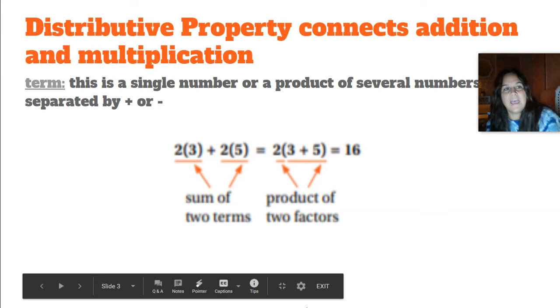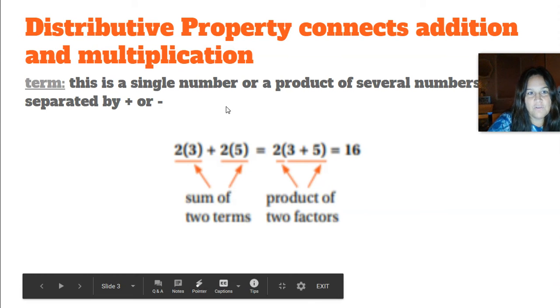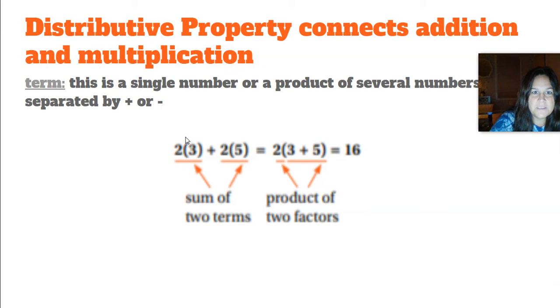So as you can see, the distributive property connects addition and multiplication. So I want you to take a look at this term here. I've got two terms, right? I've got one term here and one term here. Term is definitely an algebraic vocabulary word, so let's go over that. A term is a single number or a product of several numbers which will be separated by an addition sign or a subtraction sign found in expressions and equations.